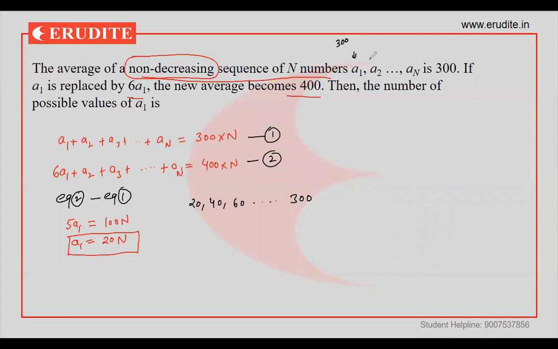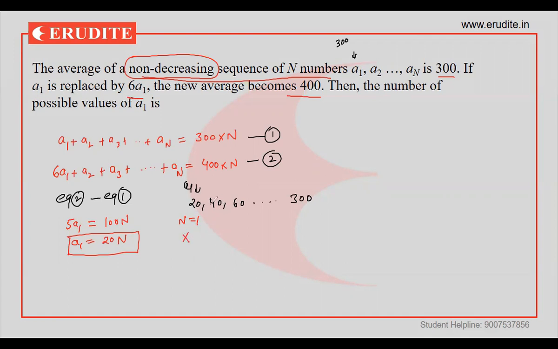300. Now guys, if I consider a1 as 20, then what is the problem we have to face? If a1 is equal to 20, guys, then n will be equal to 1. That means there is only one term in the series and its value is 20, then how is it possible that the average will be 300? It is not possible. So I'm not going to consider this value.